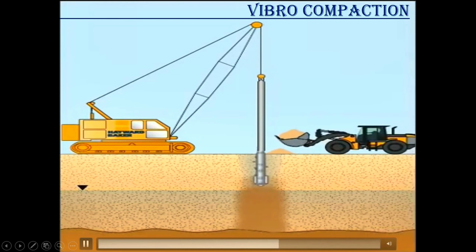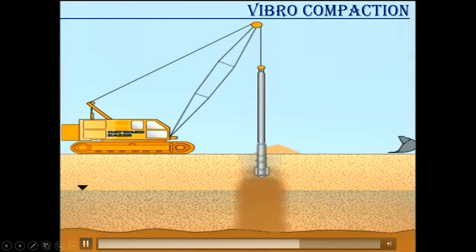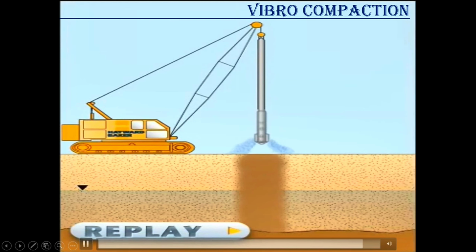Clear? As the name indicates, vibro means vibration, compact means compaction. So with the help of compaction by the use of vibration, we choose the Vibro Compaction method. You can see here that the only parameter used for the vibration is water.